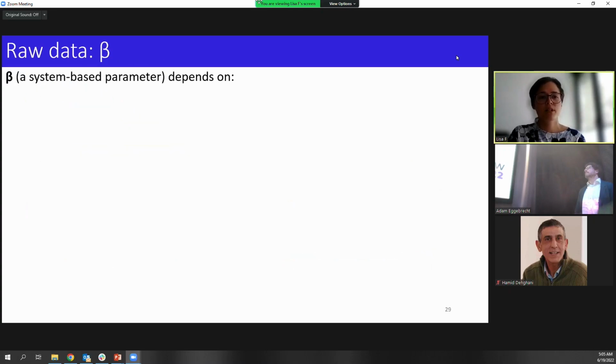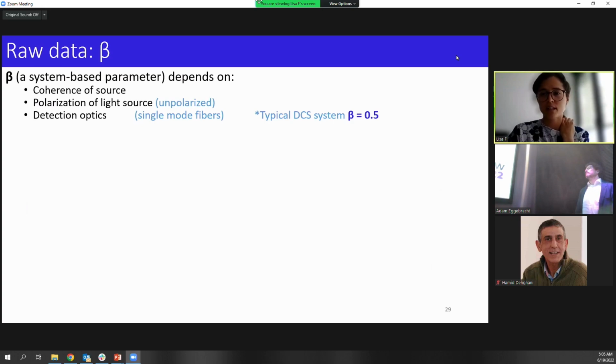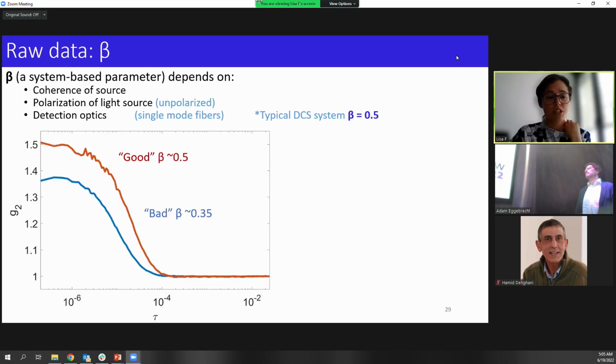So let's look a little bit more in detail at beta. So what is this beta factor? Beta is a system-based parameter, and it depends on the coherence of the light source that you use, the polarization of that source, as well as the detection optics. So in a typical DCS system, we use unpolarized light and single-mode fibers to detect the speckles, which results in a beta of 0.5. That's the typical value, which means that your G2 curve should start around 1.5.